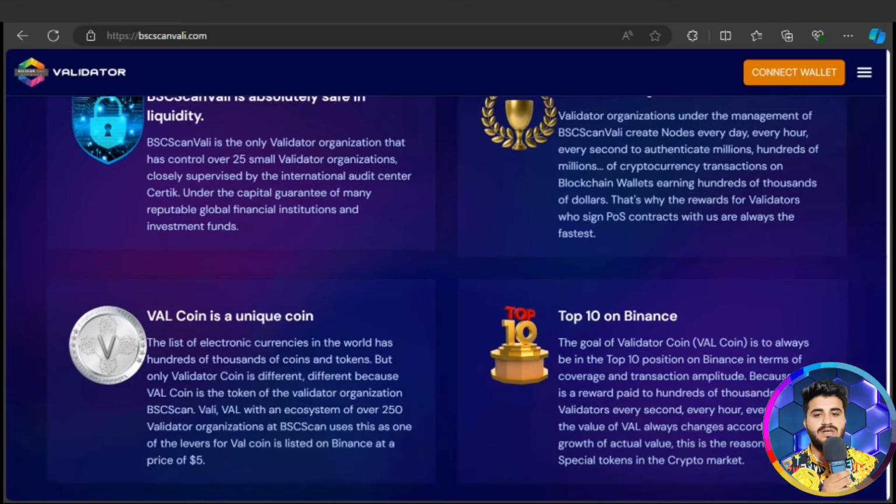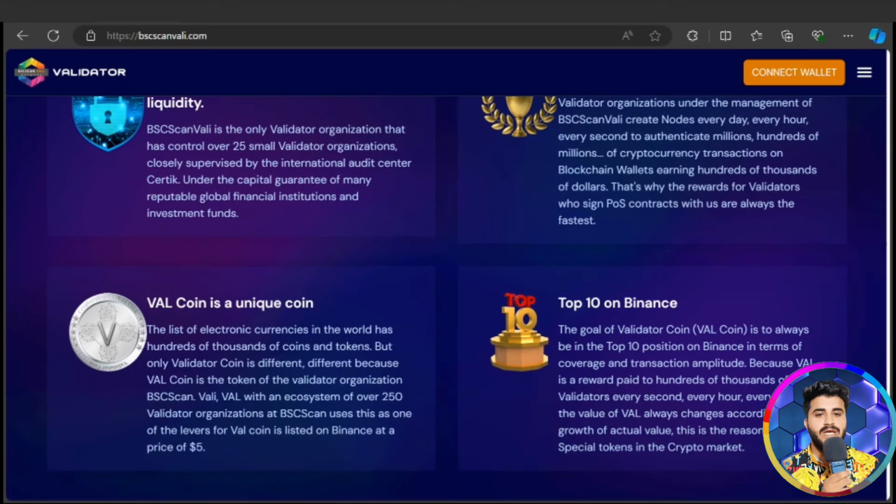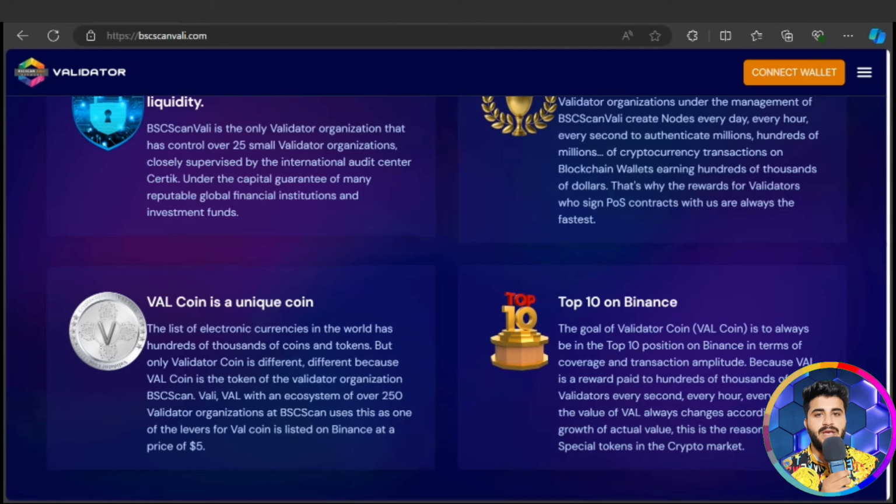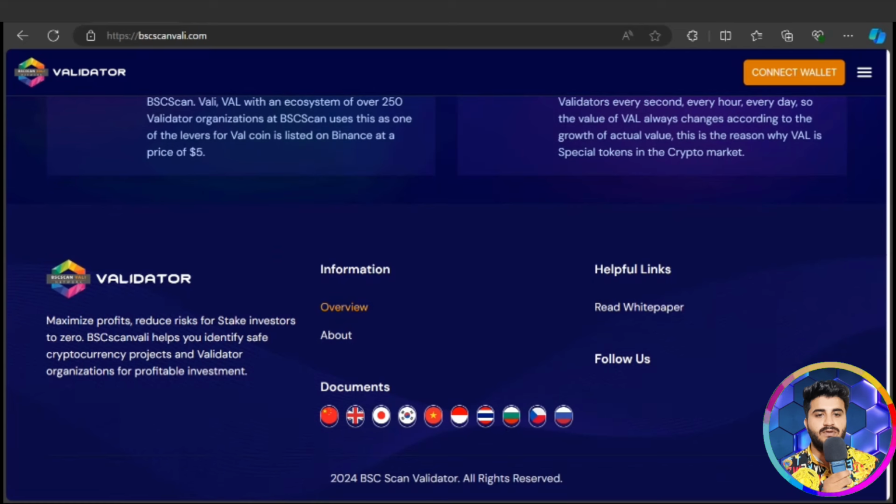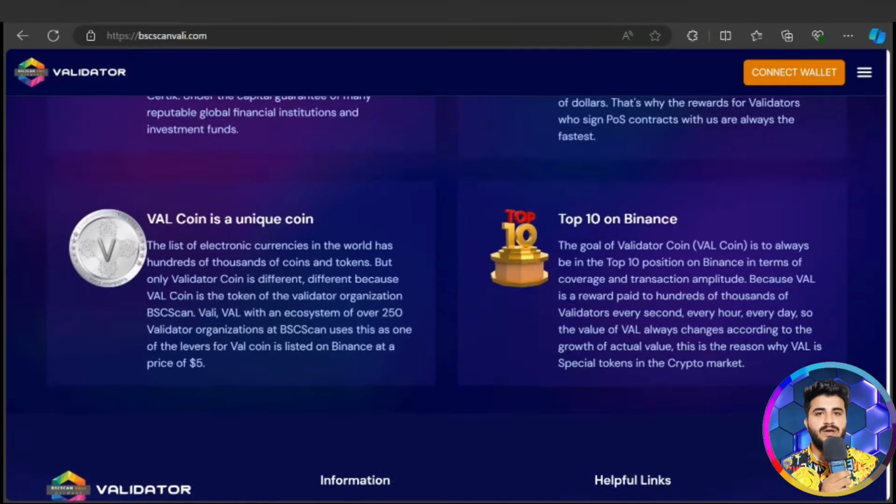BSCScanVali gives a reward first. Val Queen is a unique queen and in the top 10 on Binance. Also here is an information overview about useful links. You can check out your white paper and documents. You can check out everything. Maximize your profit and reduce the risk for a stake investor to zero. BSCScanVali helps you identify safe cryptocurrency projects and validator organizations for a profitable investment program.